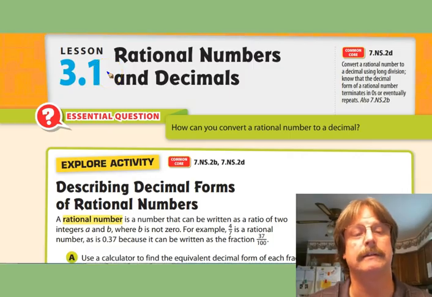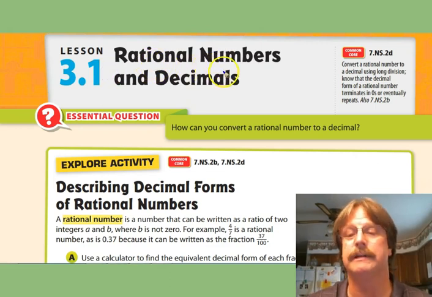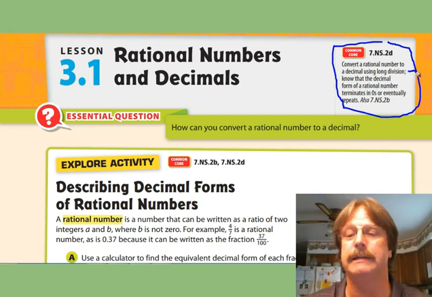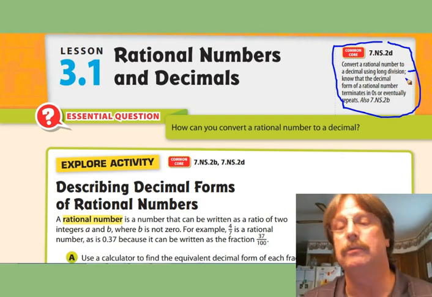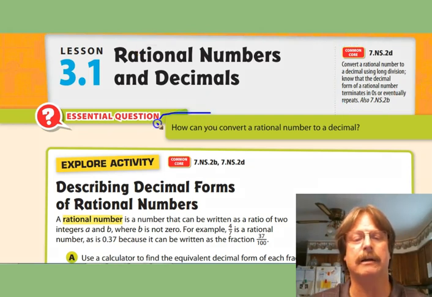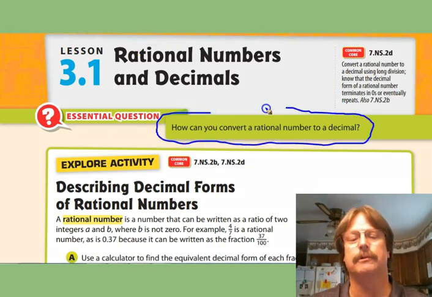So here we are in the lesson. 3.1 rational numbers and decimals, and if you look over here, here's our standard that we have to satisfy. So converting a rational number to a decimal using long division, there's a great example on the next page that's going to show that. I'm going to work on how to help you set it up, and know that a decimal form of a rational number either terminates in 0 or eventually it repeats. Our essential question is how can you convert a rational number to a decimal? And pretty much your answer is going to be, we're going to use long division on how to do that.